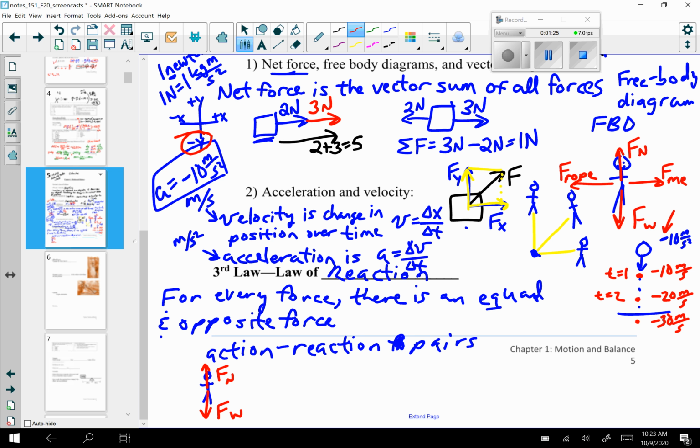Or if I have a force with, say, somebody tugging on it with a rope, then there will be an opposite force going in the opposite direction. I have one force in this direction and another force in that direction. If I have a force in any direction, I have an equal and opposite force.